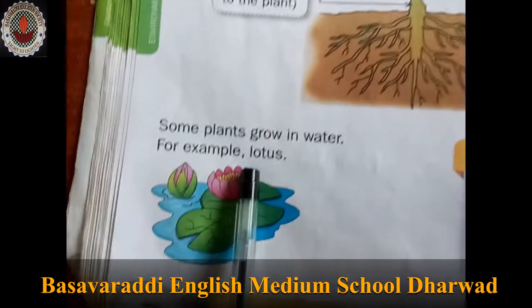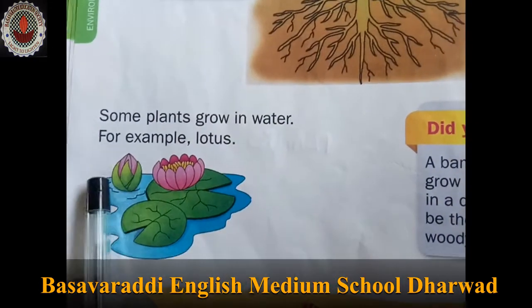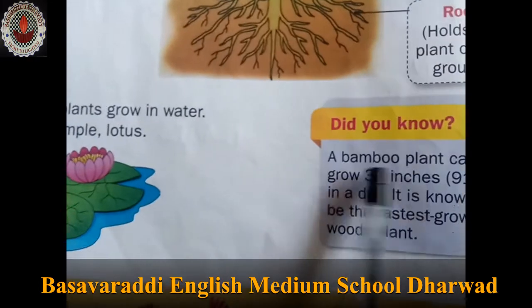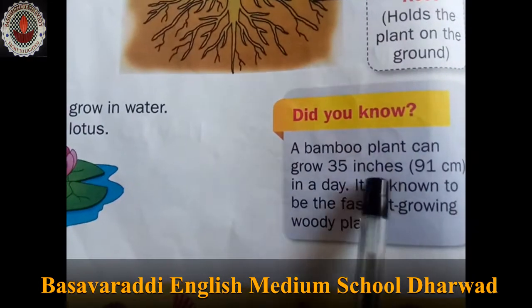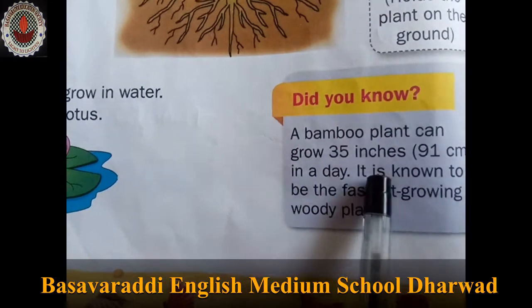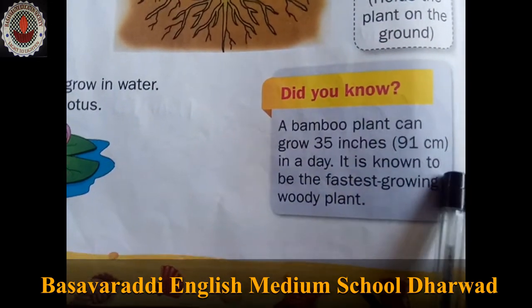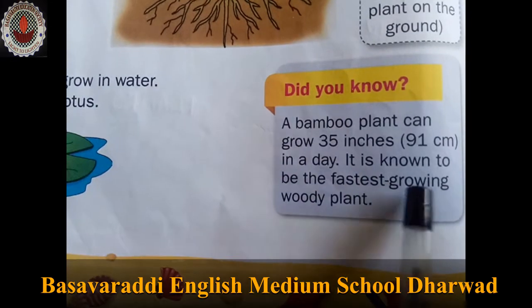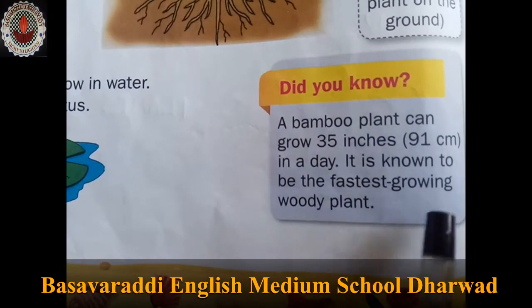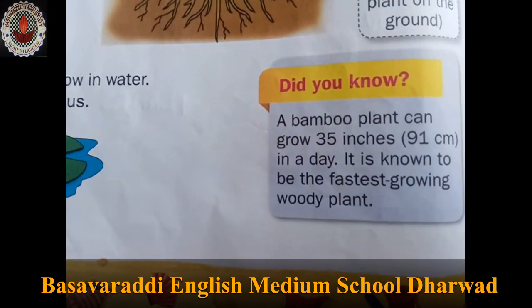Now some plants grow in water, for example, lotus. Did you know a bamboo plant can grow 91 centimeters in a day? It is known as the fastest growing woody plant.